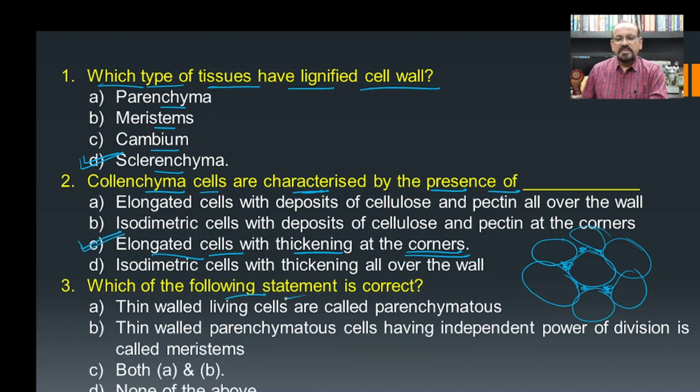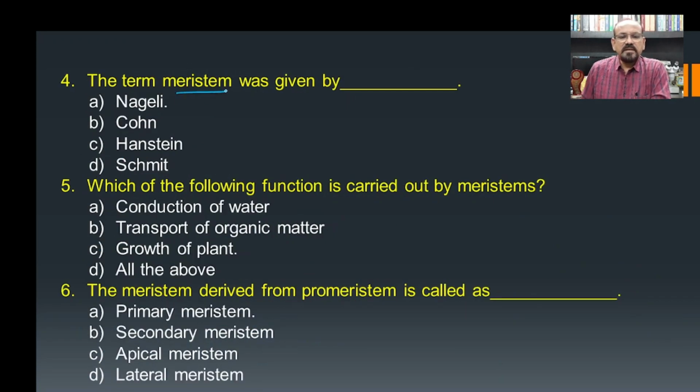Then, which of the following statements is correct? Number 1, thin walled living cells are called parenchymatous. It is the correct statement. Then, thin walled parenchymatous cells having the independent power of division. Whenever we are talking about a group of cells having the independent power of division, it is the definition of the meristems, and hence the second one is also correct, and hence both statements A and B are correct.